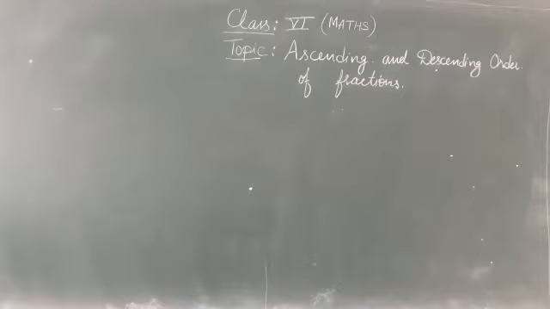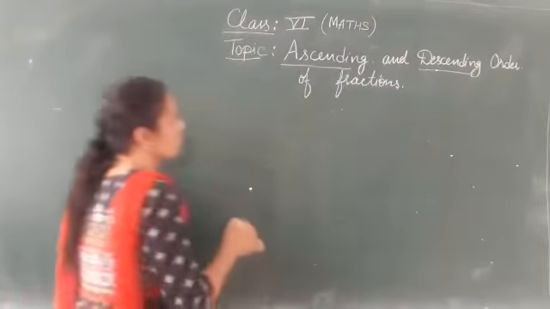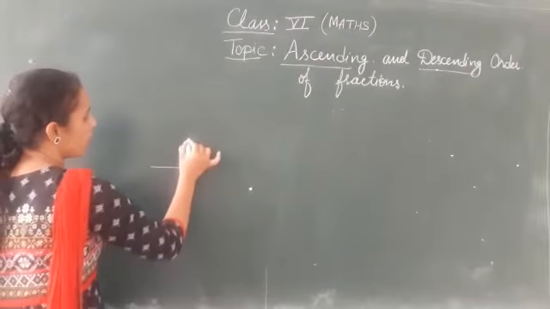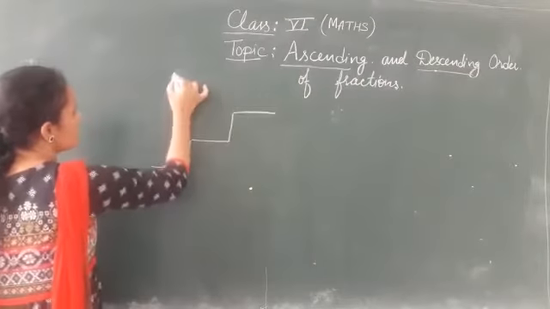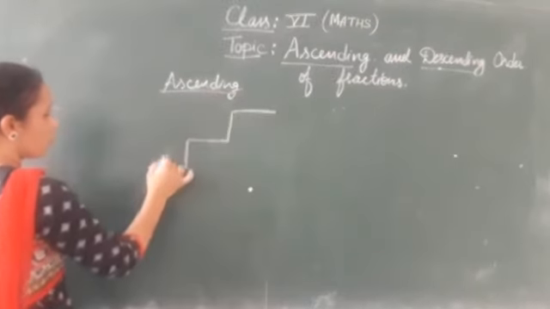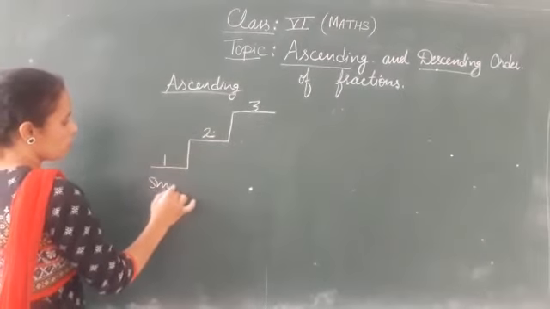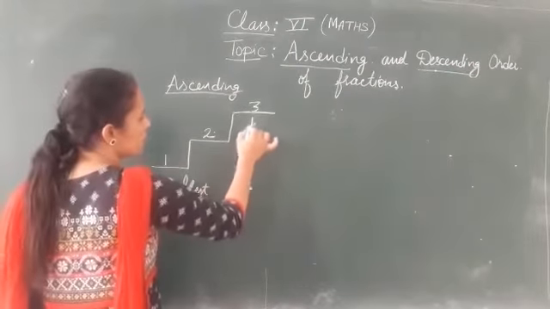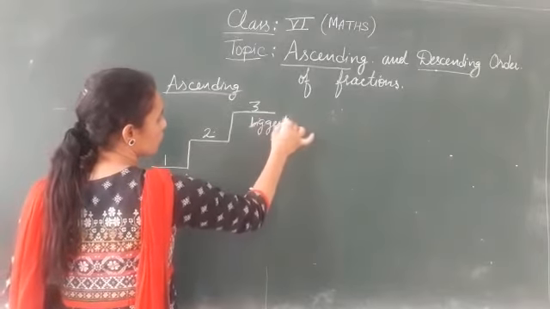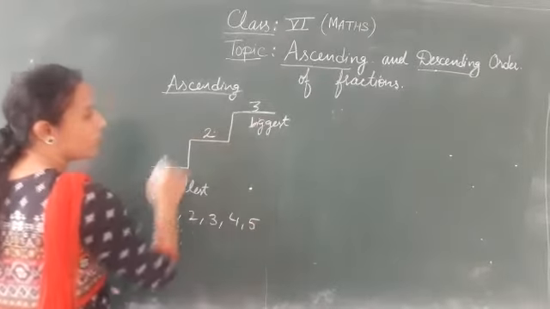Good morning, students. In this lecture, we will discuss ascending and descending order of fractions. First we will understand what we mean by ascending order and descending order. Ascending means going up. This is ascending. Like 1, 2, 3, when we are moving from smallest to biggest. So when we are writing numbers from smaller to bigger, that is called ascending order.